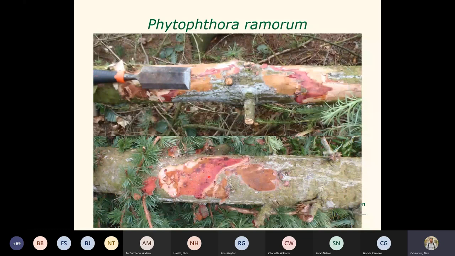So not very good for sampling, because you actually don't get anything of any worth out of that, but as far as diagnostics go, it's really a useful feature, because it's not something we tend to see underneath the bark of larch for other things.